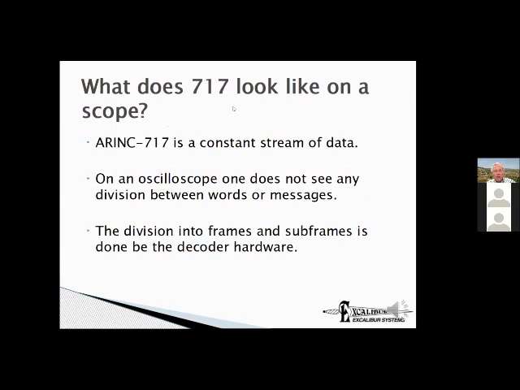Okay, so on a scope, there's no beginning and no end, right? We saw in 429 that you had a word and then a space and then another word. That doesn't exist in 717. 717 is just constant bits. So by looking at it, you'll never know where a word starts and where a word ends. And in fact, even hardware has a tough time doing it. And the way it does it is very interesting, actually.